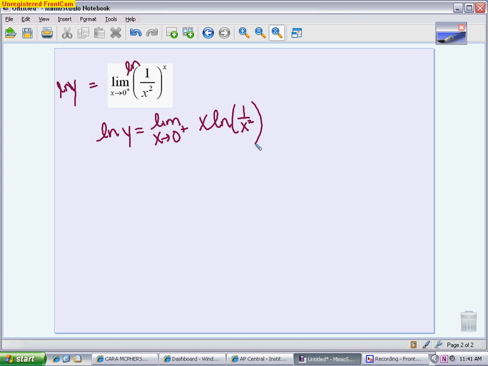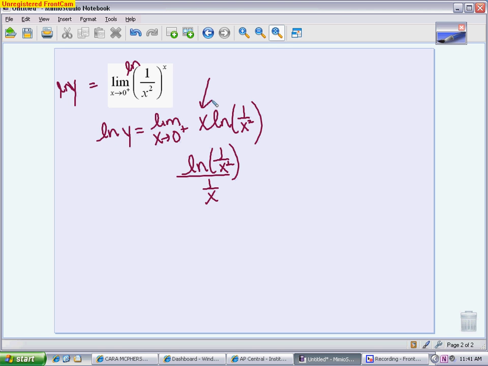I need to write this as a fraction, so I'm going to write it as the natural log of 1 over x squared divided by 1 over x, using the reciprocal of x. When I put 0 in from the positive side, I do get an infinity over infinity. So I'm going to take the derivative. The derivative of natural log is du over u.